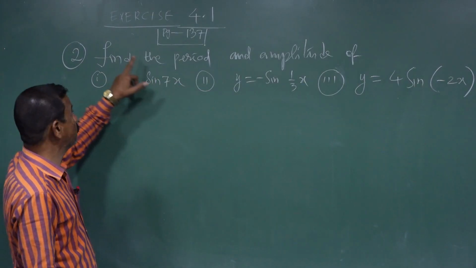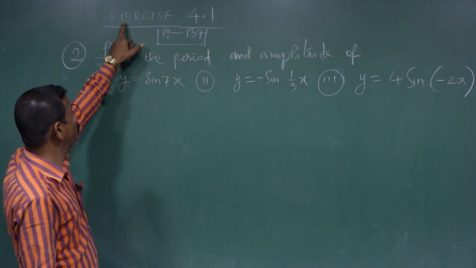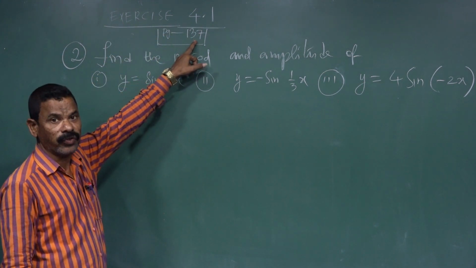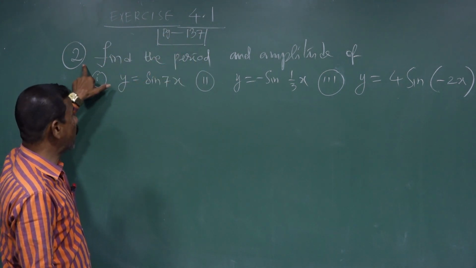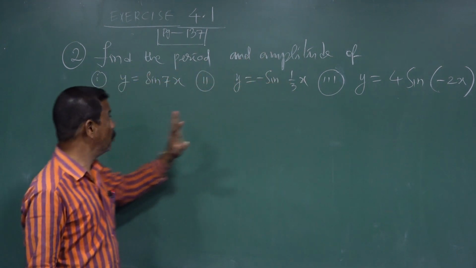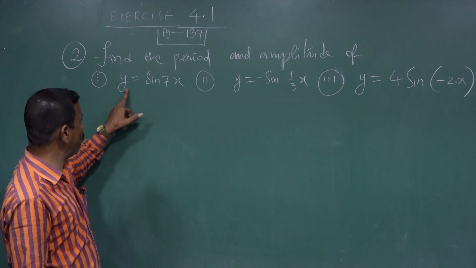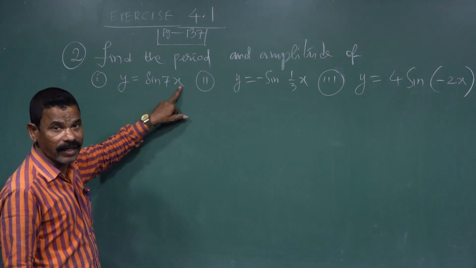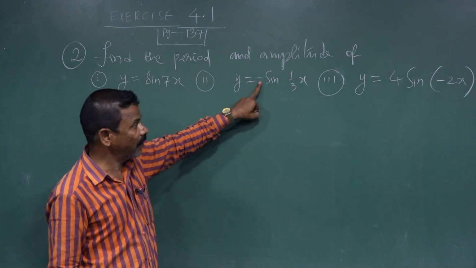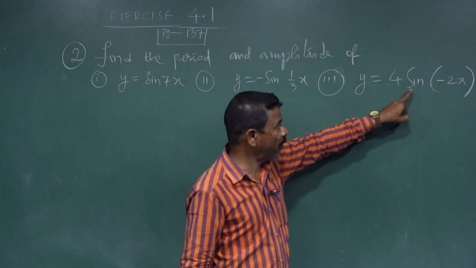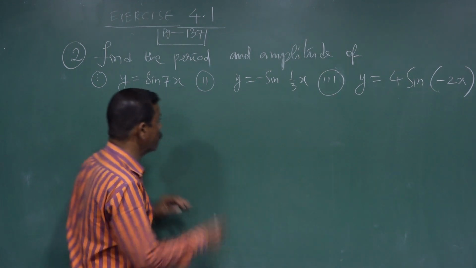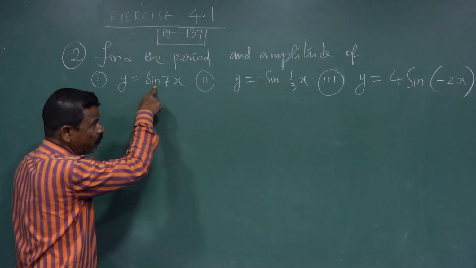Dear children, now we discuss exercise 4.1, page number 137, 12th standard. Second question: find the period and amplitude. Number one, y is equal to sin 7x. Then sin of 1 by 3 x, and again 4 multiplication, sin of minus.